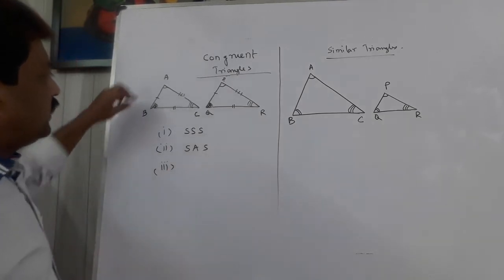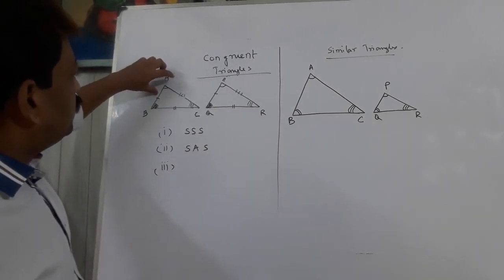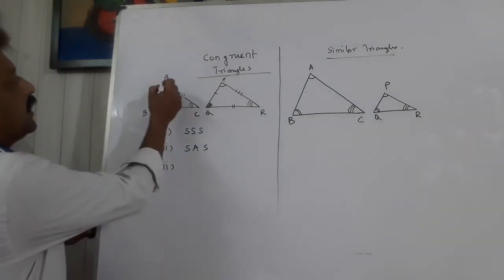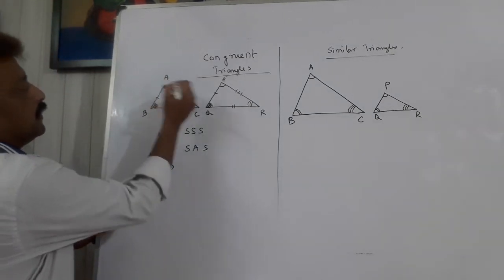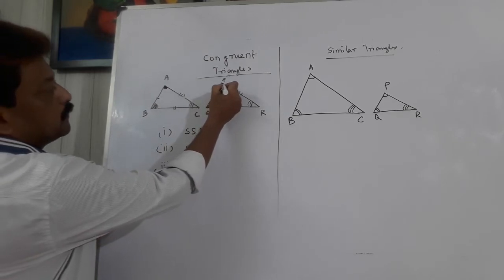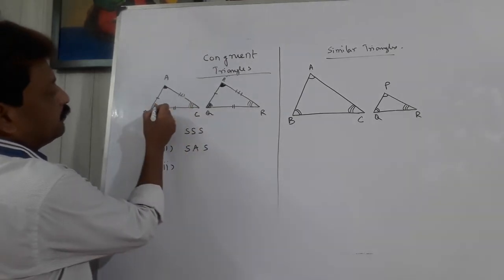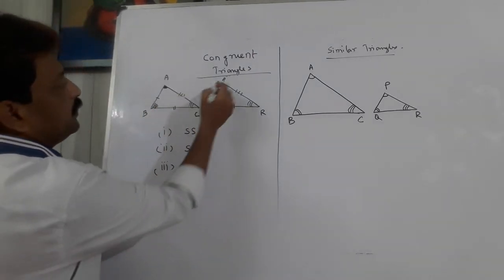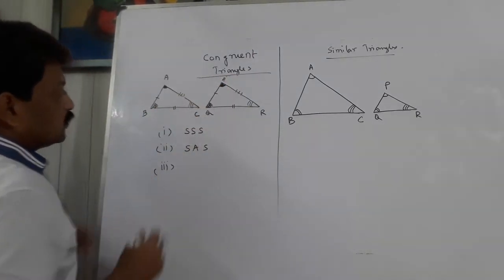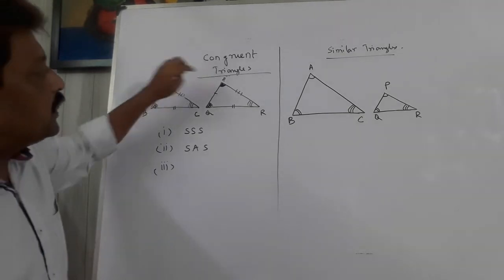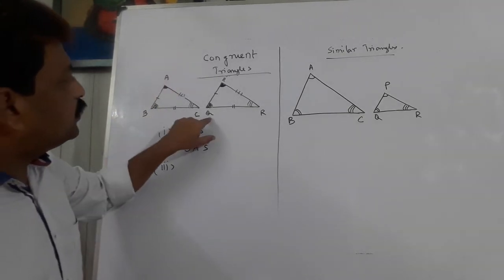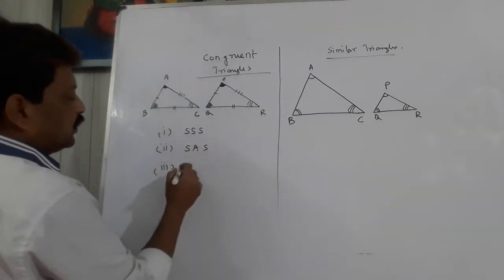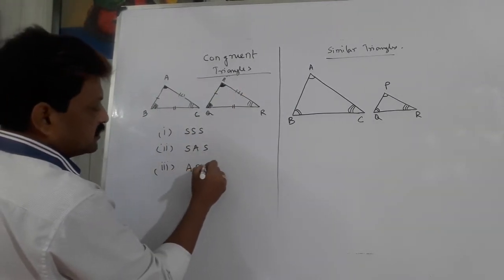And if two sides, suppose I am taking AB, and two angles, angle A equals angle P and angle B equals angle Q, and I am taking the included side AB and PQ. So if angle A equals angle P, angle B equals angle Q, and AB equals PQ, then these two triangles become equal by the criteria ASA.